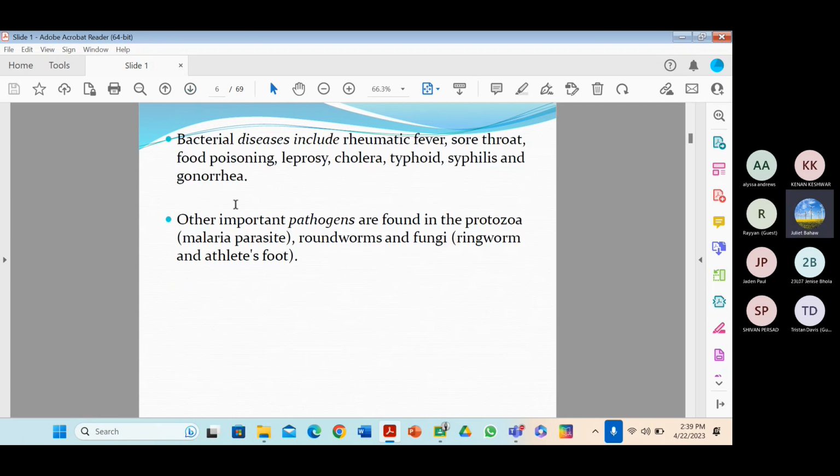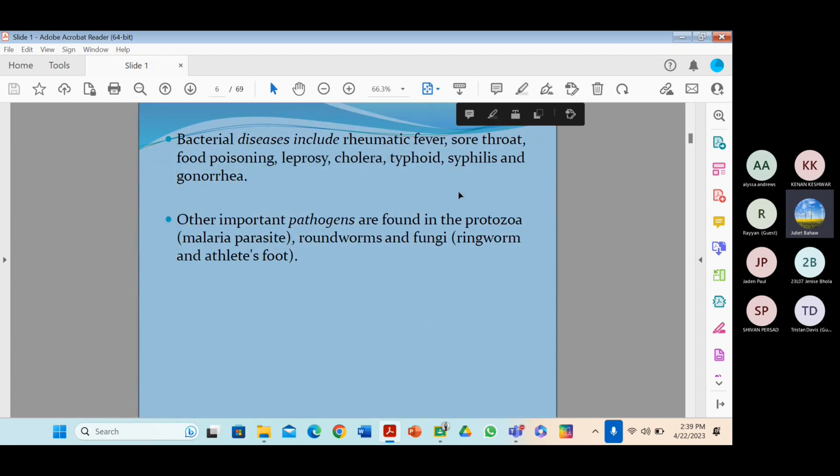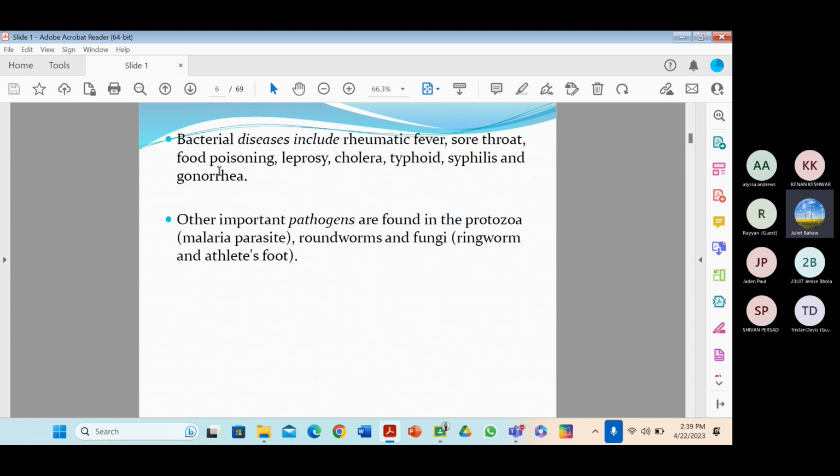Okay, so then you have bacterial disease. Bacterial disease could be things like cholera, typhoid, syphilis. These two are STDs, syphilis and gonorrhea. You have rheumatoid fever, you have food poisoning, all right? And then you have those that are found in something called a protozoa. Protozoa is another microorganism, very tiny. They tend to spread malaria. So malaria is spread by a protozoa.